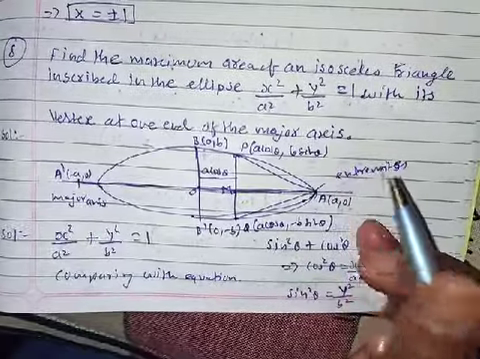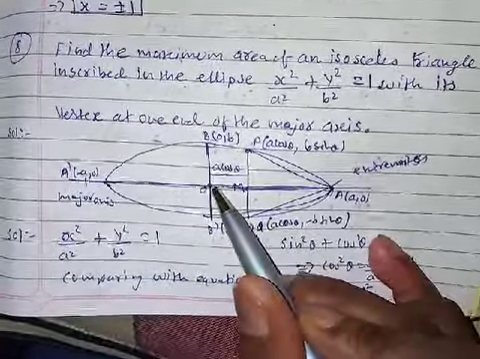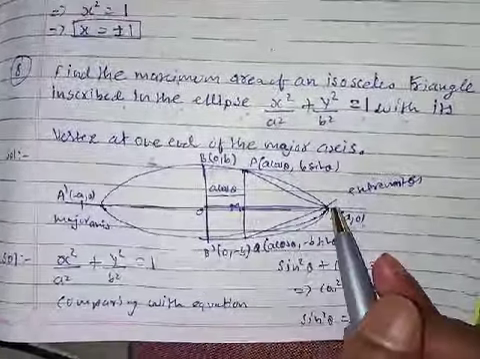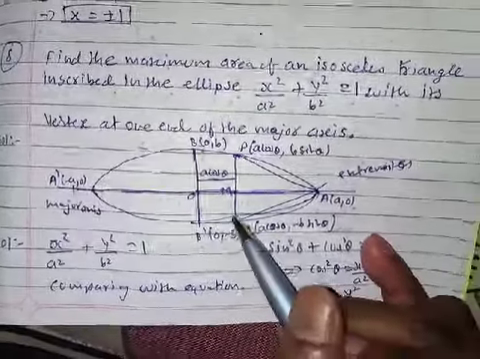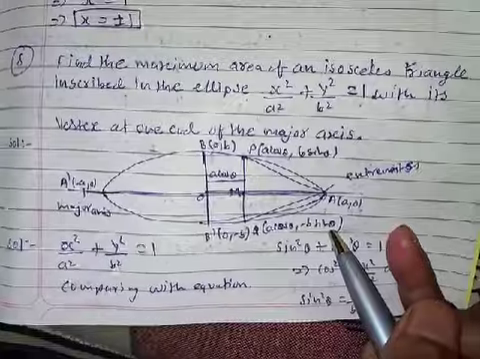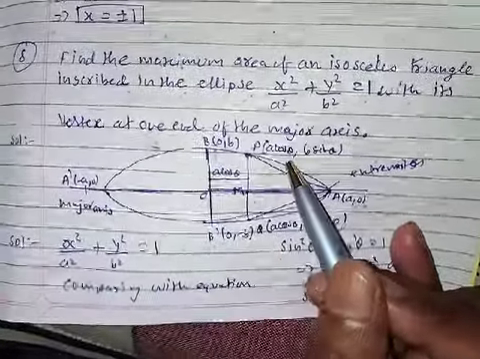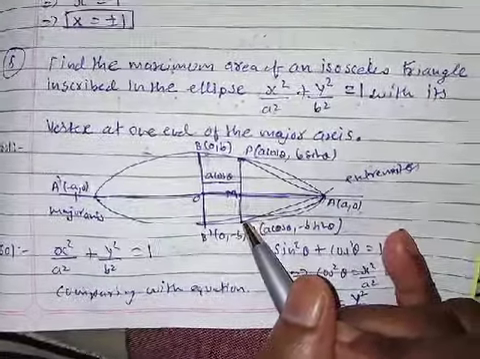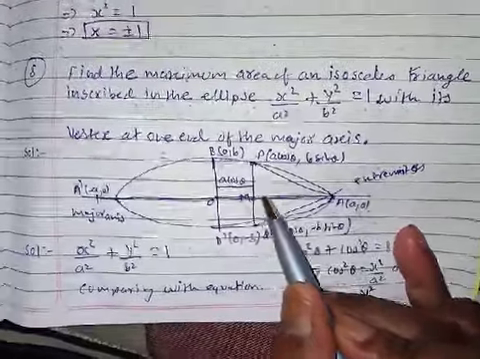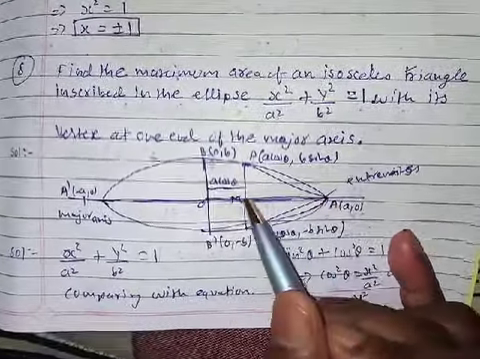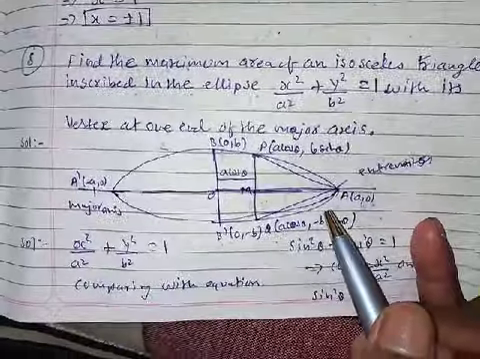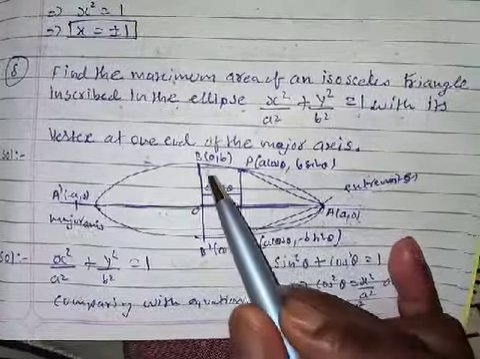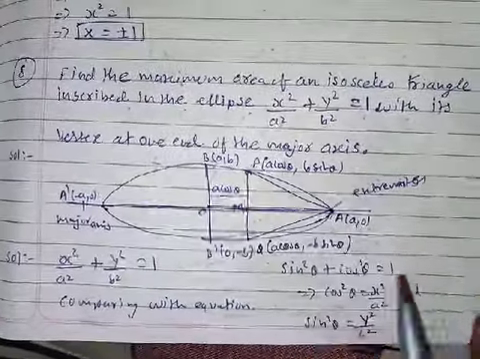Understand? Here also, what is the distance covered here? It is a. So what do you get? a cos theta, and downside, so it is minus b sin theta. So you get the coordinates of P and you get the coordinates of Q. So let's take this point P here: it will be a cos theta, and b sin theta.